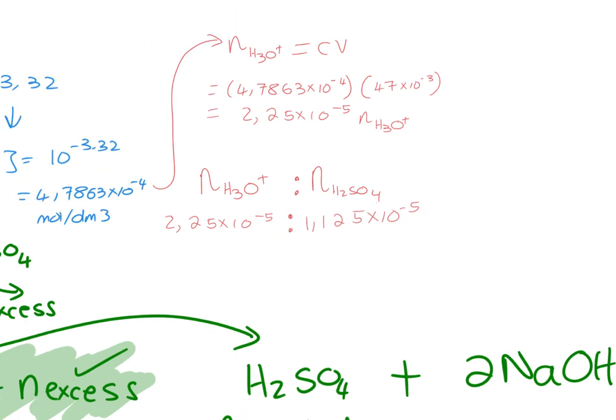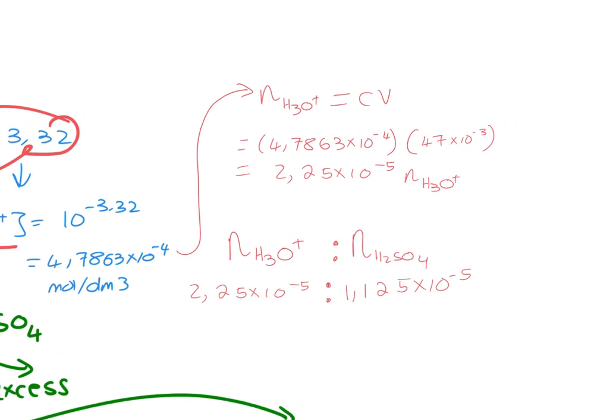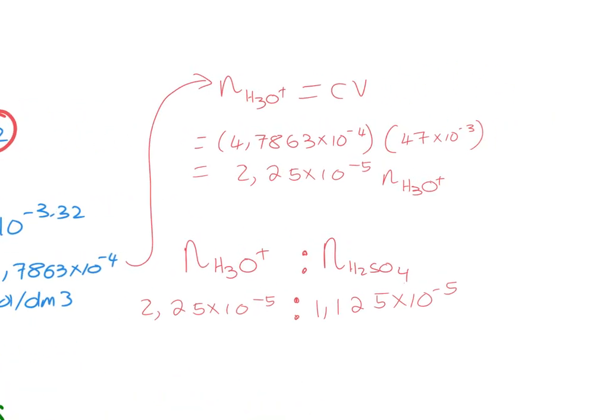So what did we actually do? We got the pH value. We converted it into H3O+ concentration. Then from the H3O+ concentration, we got the H3O+ moles. From the H3O+ moles, because the ratio is 2 to 1, we got the moles of the sulfuric acid. This is the leftover stuff.